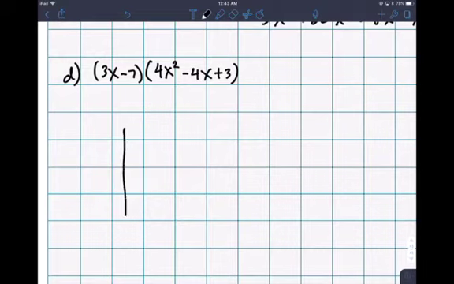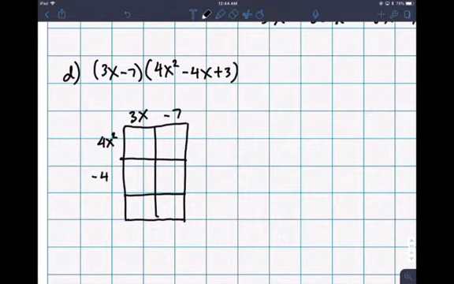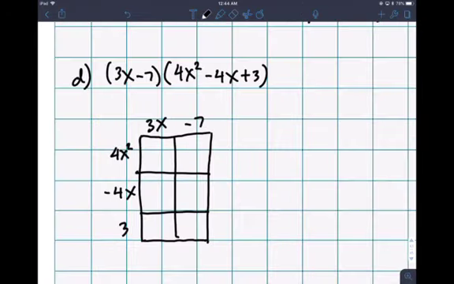In this one, notice that I'm going to do my box differently. But again, my results will be the same. So if I draw my box like this, then you can very clearly see that on top I'm going to have 3x minus 7. And on the side it's going to be 4x squared minus 4x plus 3. And now work my way in.